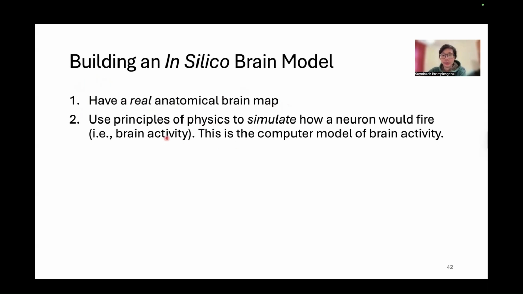In other words, we're going to use principles of physics to simulate the brain activity from this dead brain map. Remember, this real anatomical brain map is from a dead fly brain. But now, because we know how neurons fire, like we understand how a neuron actually fires in response to inputs from other neurons, we're going to use principles of physics to mathematically describe this. When we do something like this, it is called building a computational model of brain activity, or in other words, we are building an in silico brain model.